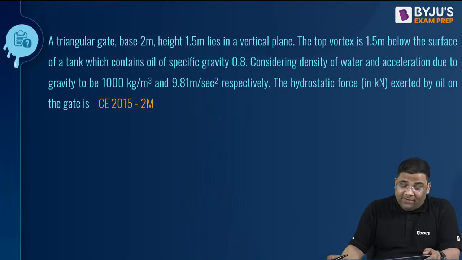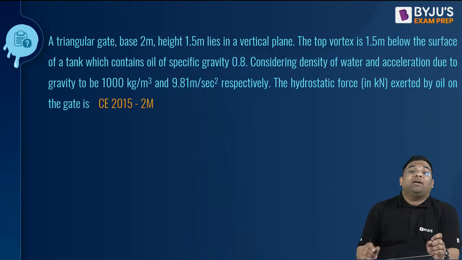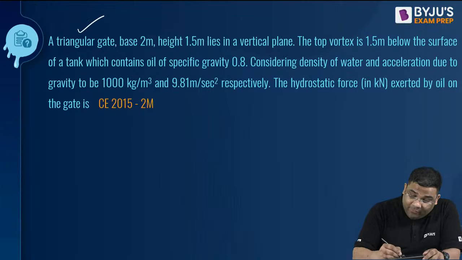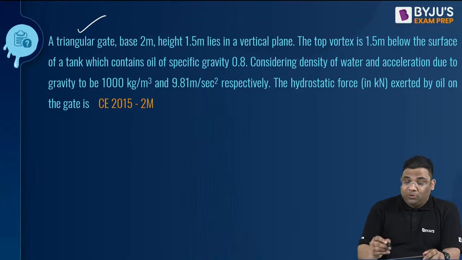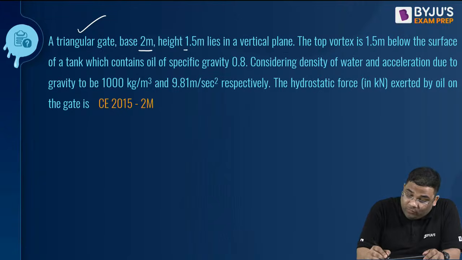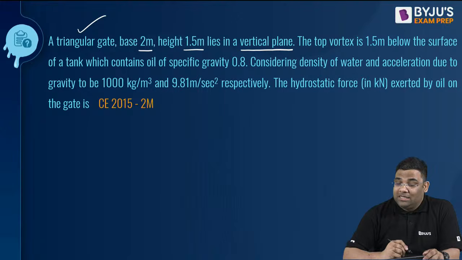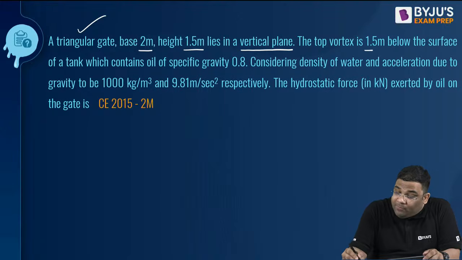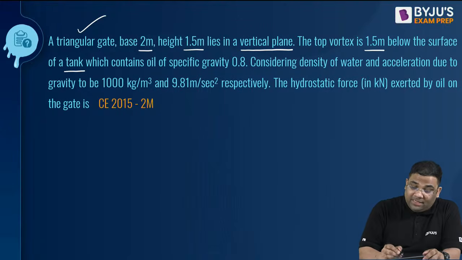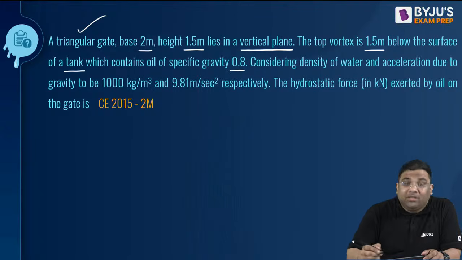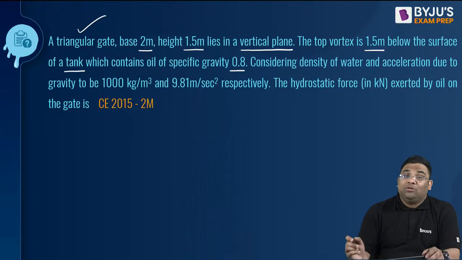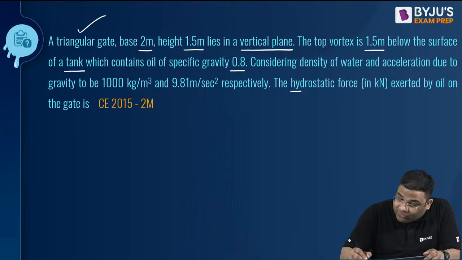You see, it was asked in Civil 2015, 2 marks. What is given? We have a triangular gate whose base is 2 meter and height is 1.5 meter. It lies in a vertical plane. The top vertex is 1.5 below the surface of a tank. It's inside a tank which contains oil of specific gravity 0.8. So it's not inside water, it's inside oil of specific gravity 0.8. They're asking you the hydrostatic force.